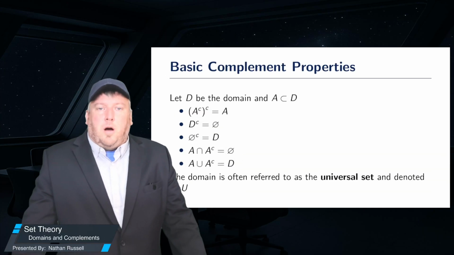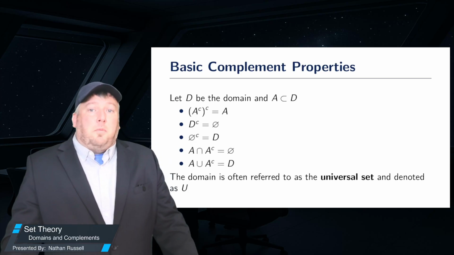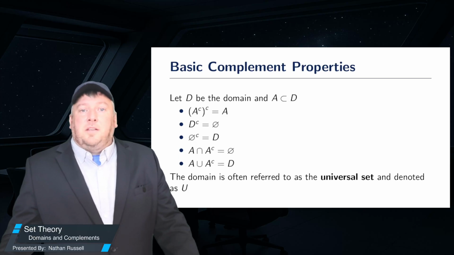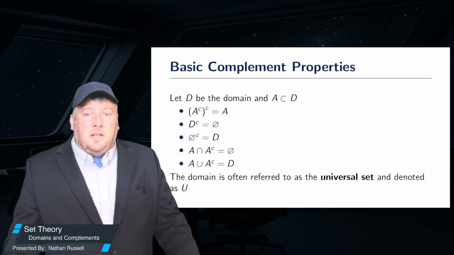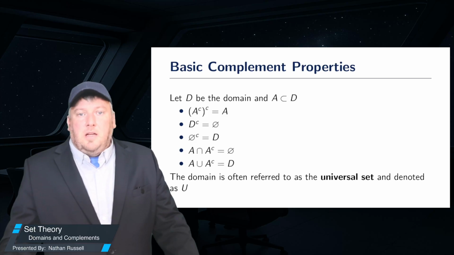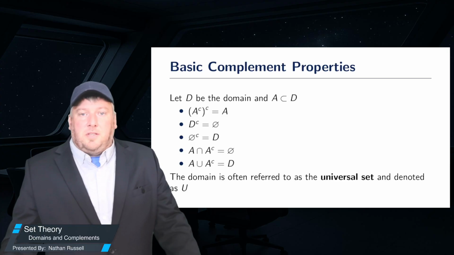There are some important properties associated with sets, their complement, and domains. The complement of the domain is the empty set. The complement of the empty set is the domain. A set and its complement are always disjoint. That means their intersection is empty. Their union always gives back the domain. And if you take the complement of a complement, you end up with the set itself.